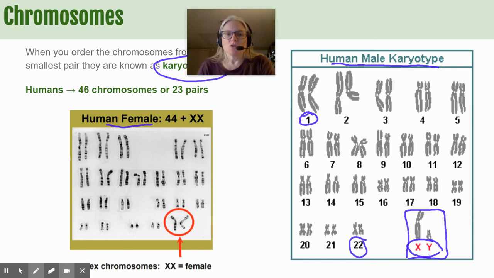chromosome. So you'll notice that the female has 2 X chromosomes and these are the longer chromosomes. And a male has an X and a Y, and the Y is a shorter chromosome than the X. So that's what determines if you have a male or a female, that chromosome.